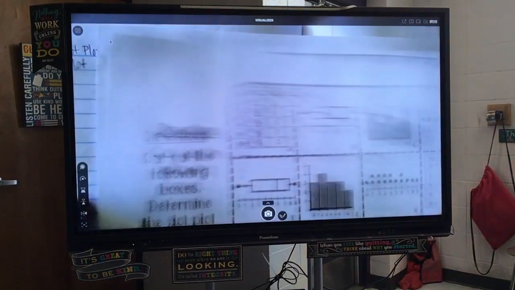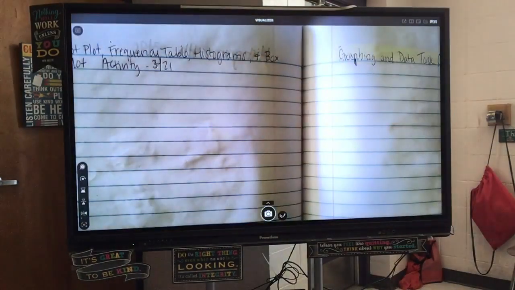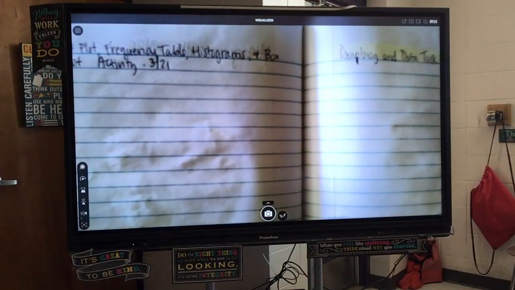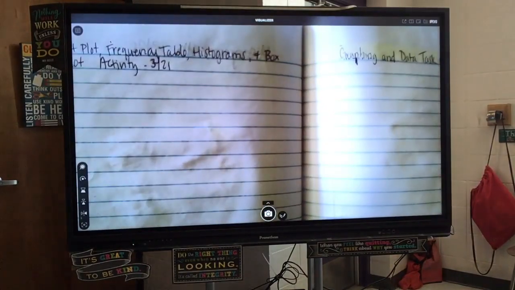All right, that is the first thing. When you are done with this, you are turning it in to me, throwing your trash away, putting your scissors away.